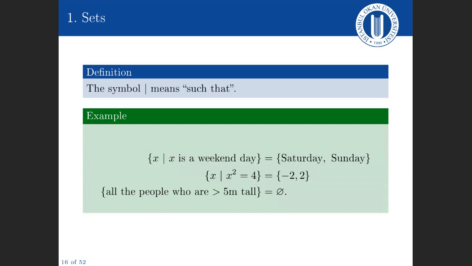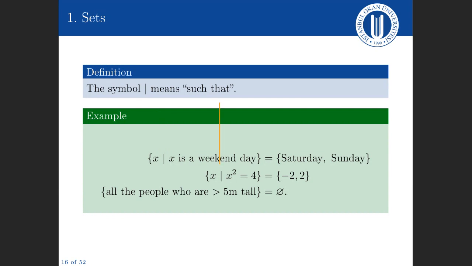Here's another symbol which I'm going to be using, this vertical line. This vertical line means "such that". Here it is. The set of X such that X is a weekend day. This is the set containing Saturday and Sunday.